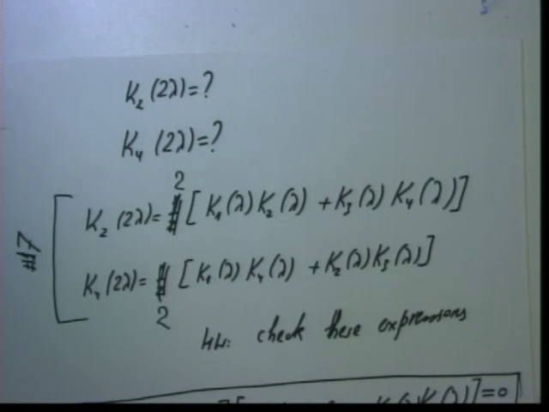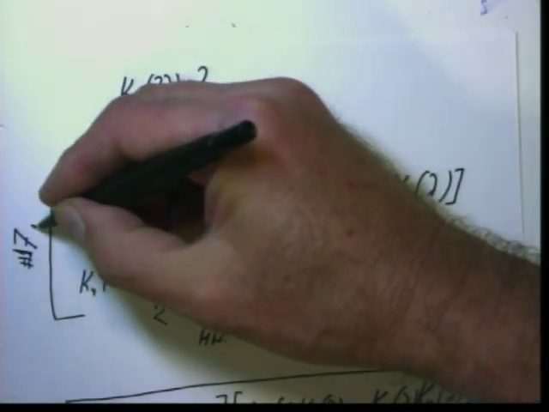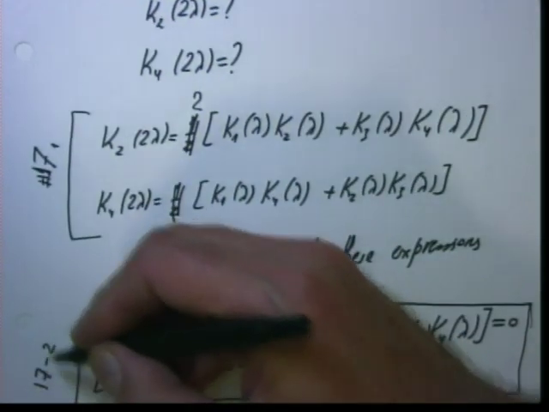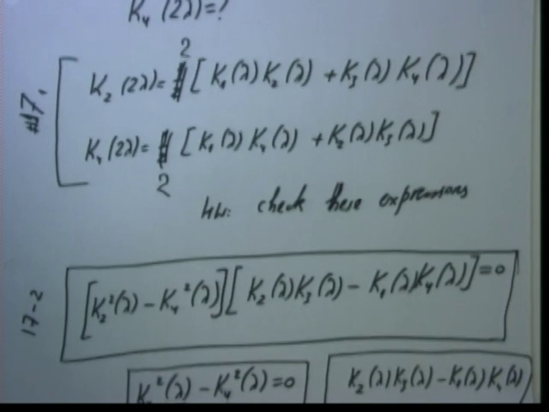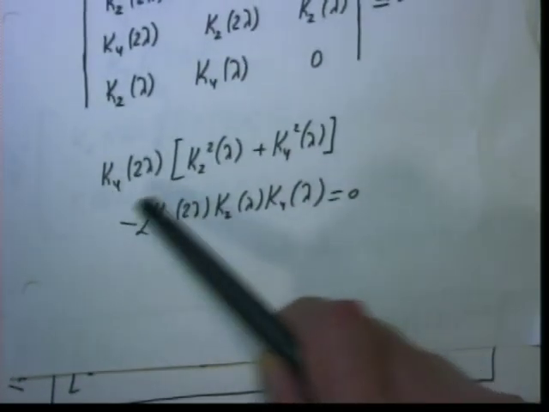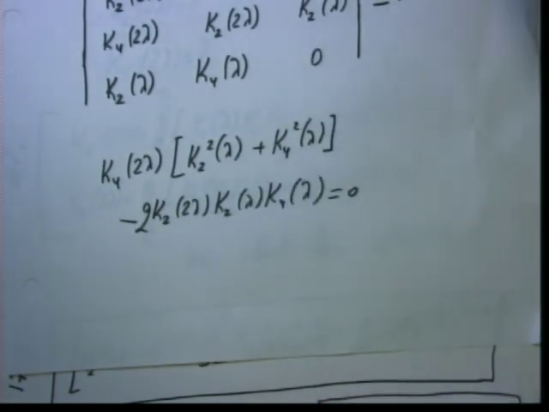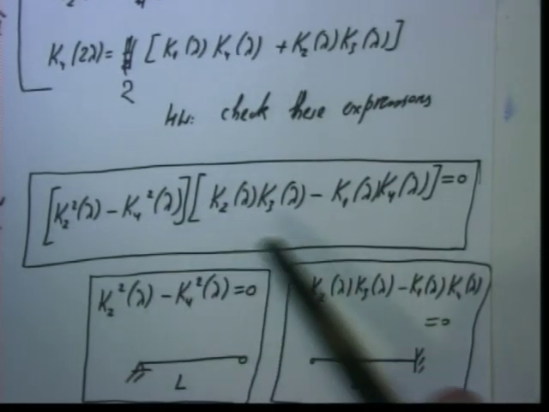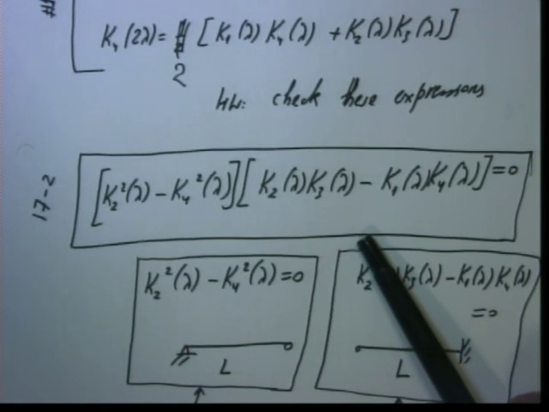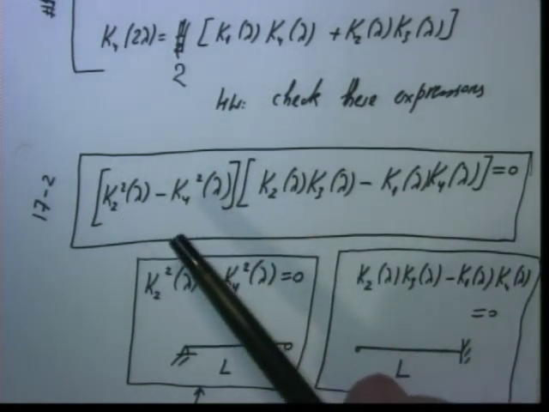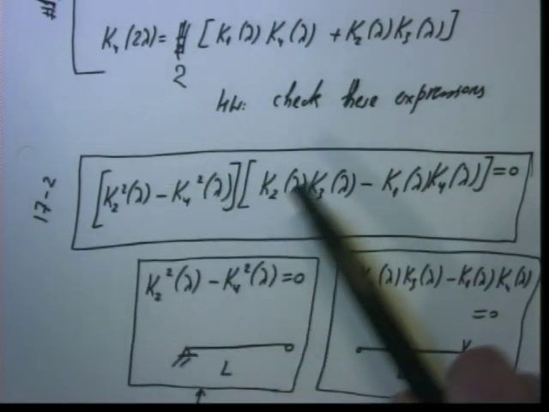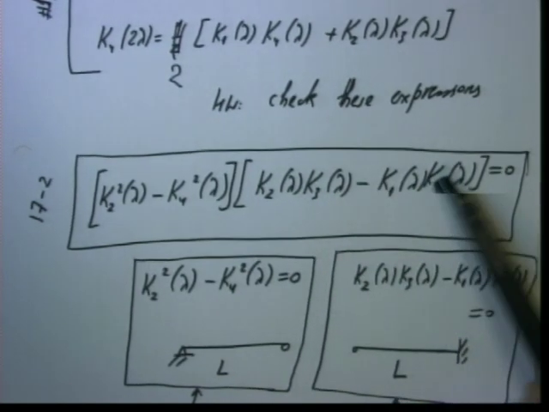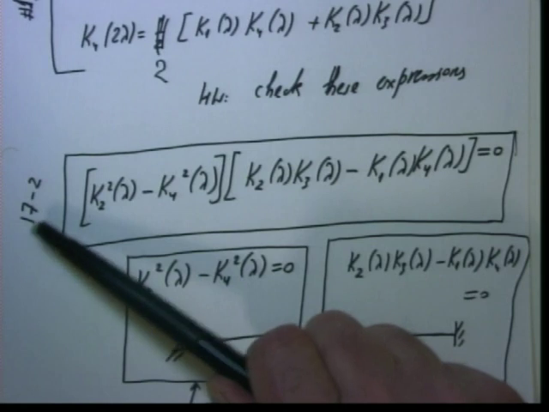Now I would like you to do 17.1 and 17.2, part 2. Please check the frequency equations that we talked about, that means this one. When you substitute K4 of 2 lambda and K2 of 2 lambda, that expression can be factored. An unbelievable result is obtained. It can be written as a product of 2 expressions: K2 square of lambda minus K4 square of lambda, and then K2, K3 minus K1, K4. That also please check.